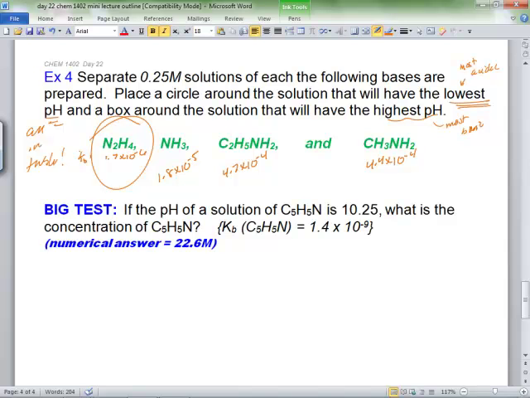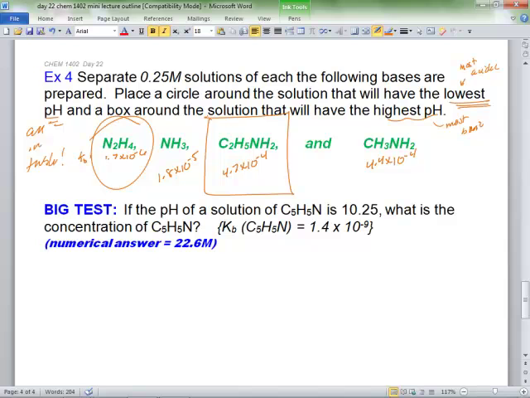Okay. Put a box, Jacqueline, around the base that's going to give the highest pH. And that will be which one? She says the C2H5NH2. Yeah, because 4.7 is bigger than 4.4. I agree. Okay. So if you want to compare bases, you can always do ICE, and go ahead and actually calculate the pH. But if they're just comparing strengths, just look at the KB and stop there.